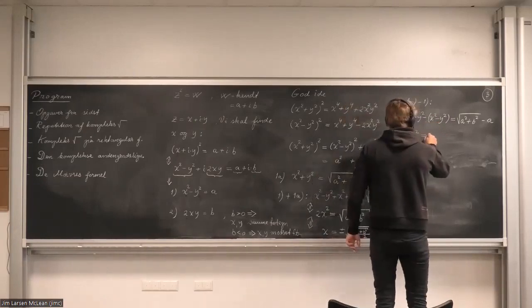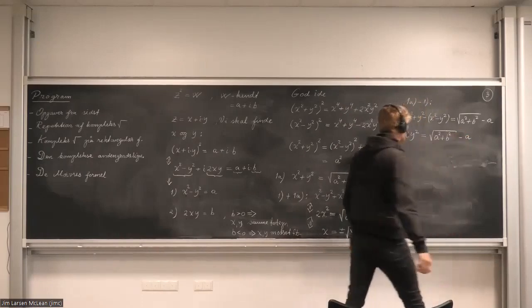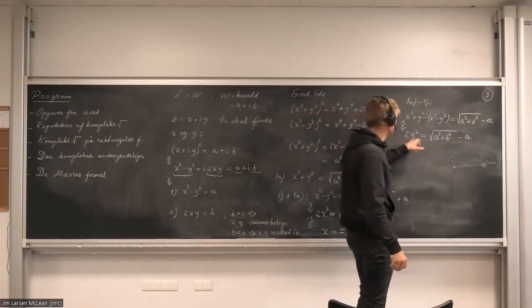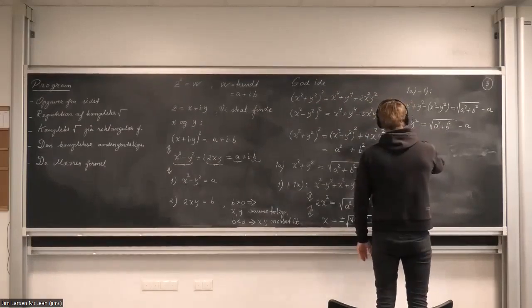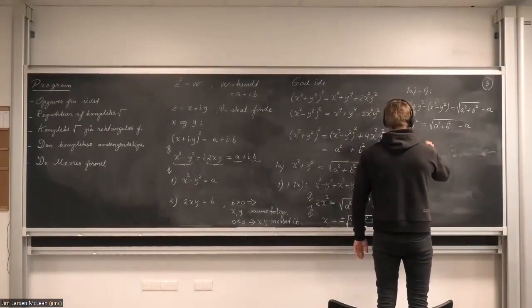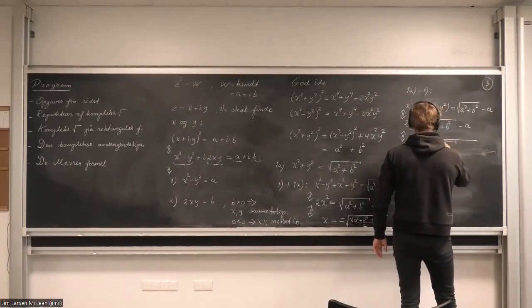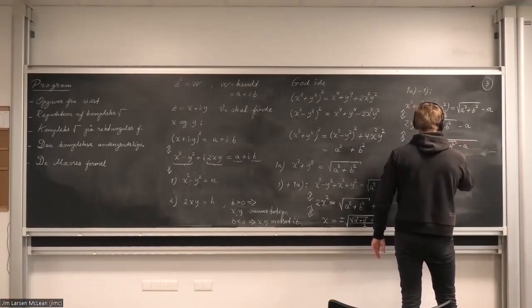On the right side, we still have the square root of a squared plus b squared minus a. So now I can find y. Just like before, I divide by 2 and take the square root, plus or minus. So now I have that y is plus or minus the square root of the square root of a squared plus b squared minus a, all over 2.